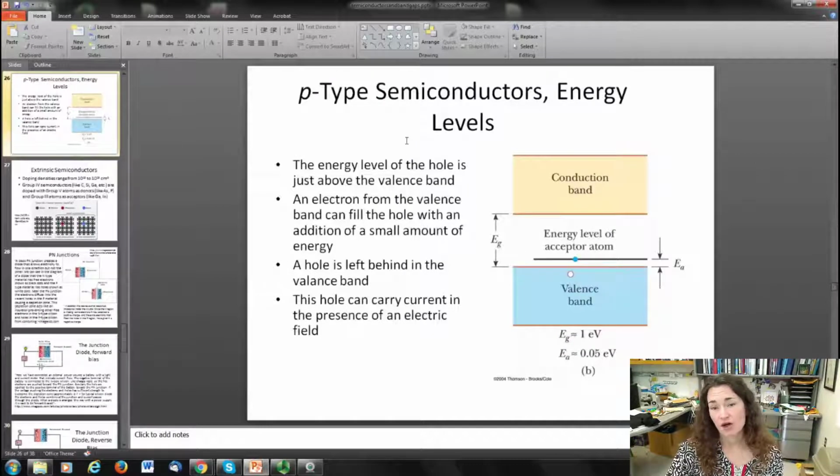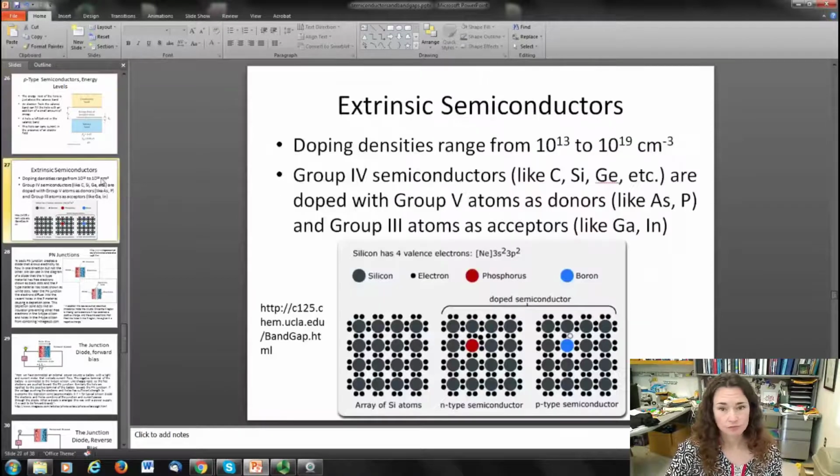The energy of the hole is just above the valence band, and an electron from the valence band can fill the hole with just a tiny little amount of energy, leaving a hole behind in the vacant valence band, and that hole carries current in the presence of an electric field. So yet again, you can tune the conductivity of your material and change the band gap by doping.